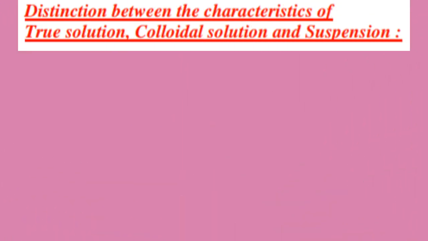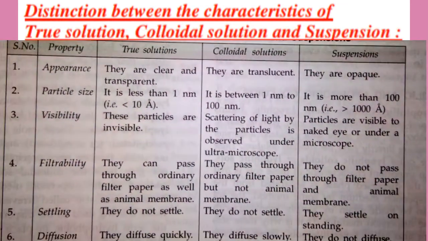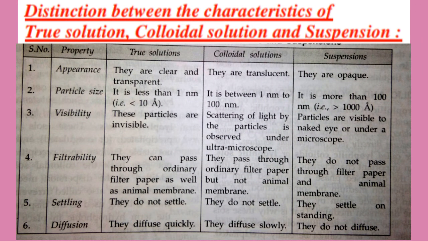What are the distinction between the characteristics of true solution, colloidal solution, and suspension? Let us discuss this distinction between the characteristics of true solution, colloidal solution, and suspension by picking their properties one by one. The first point is about the appearance. True solutions are clear and transparent, but colloidal solutions are translucent, and in case of suspension, they are opaque.